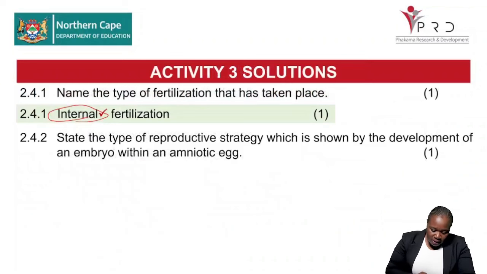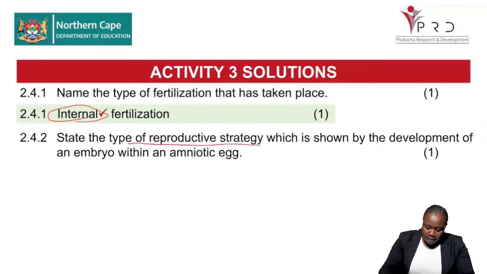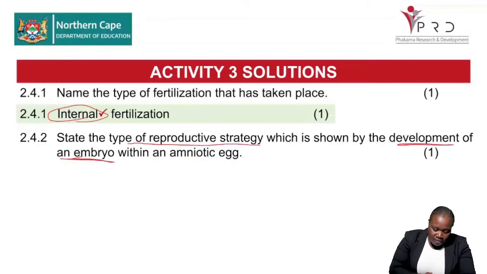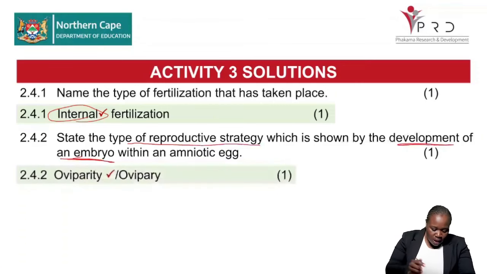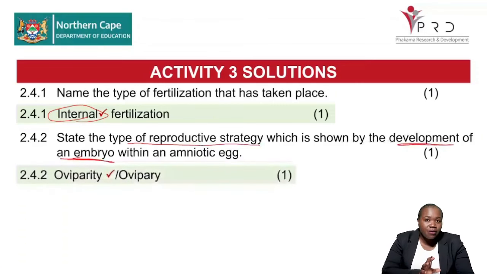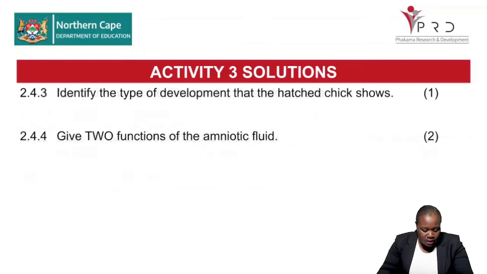amniotic egg, right? So if we look at what we are seeing there, we want to see the reproductive strategy that is taking place with the embryo that is developing inside that amniotic egg, right? So here we look at ovipary, right? Because it is inside an amniotic egg outside the mother's body. Therefore, we are looking at oviparity, oviparous, or ovipary, right?